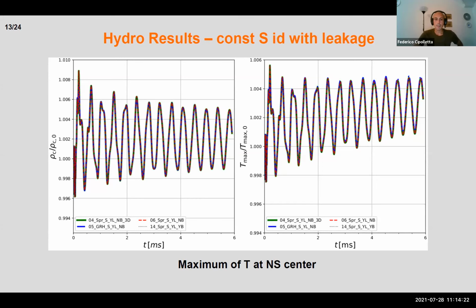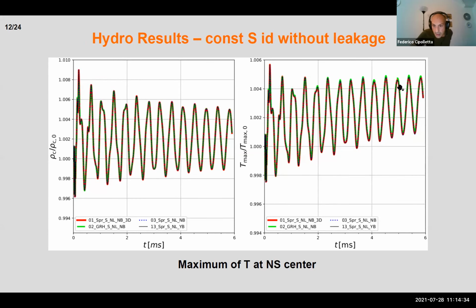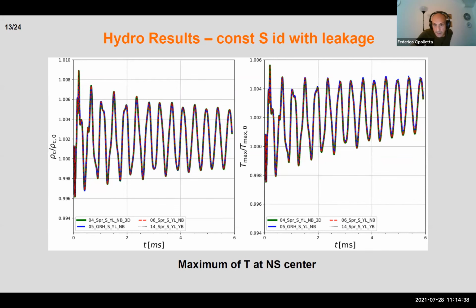We also consider the same simulation, but with neutrino leakage, and you can see, switching from here to here, that the evolution is not affected by switching on the neutrino leakage.